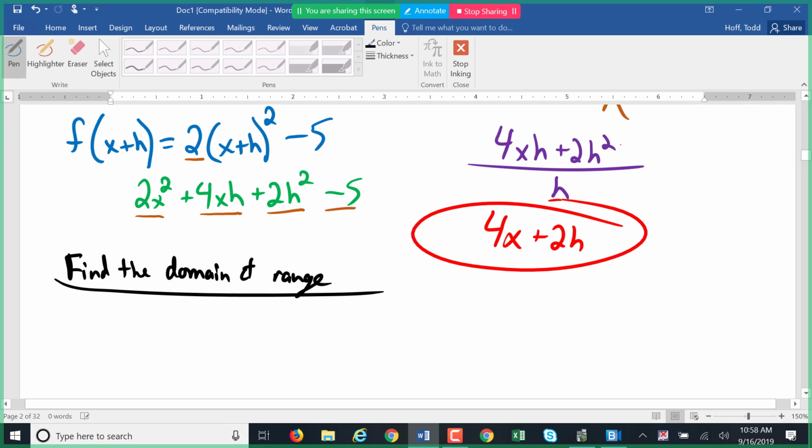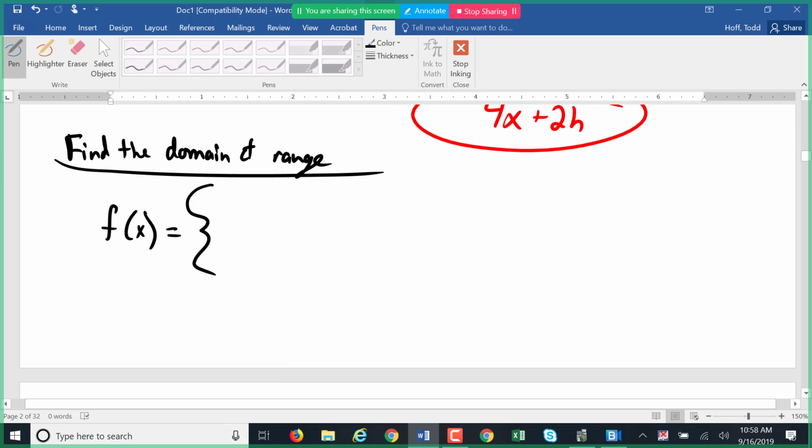One last example to review some of our stuff for today, and then it's going to be time for me to have to get going here. We're going to look at a piecewise function. We're going to find the domain and range of the piecewise function.